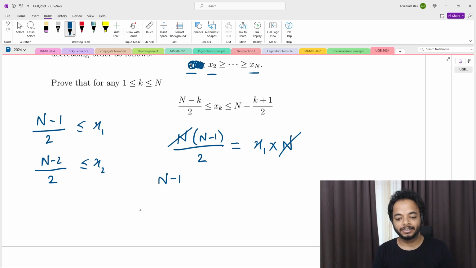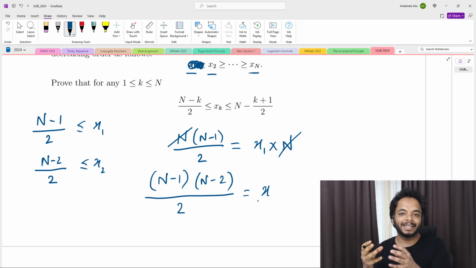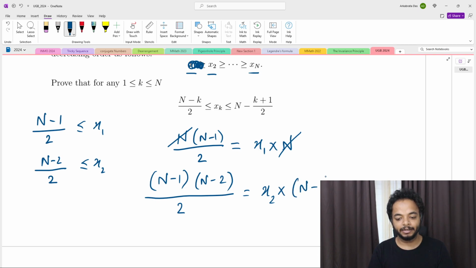Okay, and so that's the bare minimum, when all of them are equal. So what you get is how many matches are being played: N minus 1 teams, times N minus 2 by 2, is the total number of matches being played. That should be the sum of all these xi's, right? So x2 times capital N minus 1.